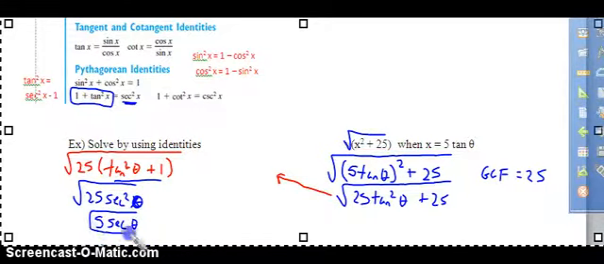So I've solved this by plugging in what I knew x was, factoring, making the substitution then of the Pythagorean identity, and then simplifying that square root.